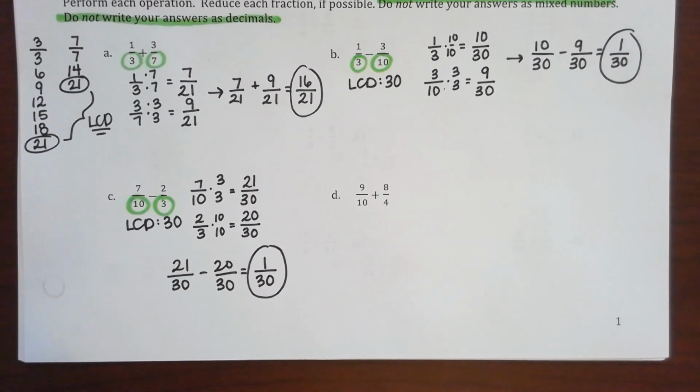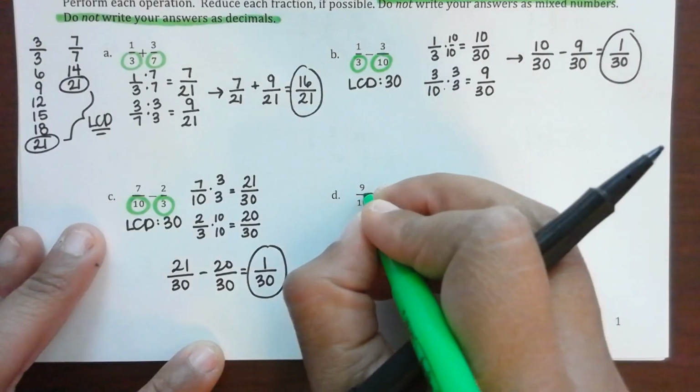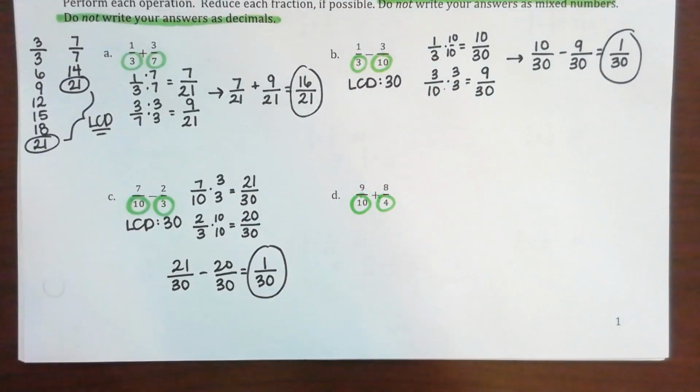Alright, looking at D. What are my two denominators? Are either one of these prime? Because what can multiply to get 4? 1 and what multiplies to 1 to get 4? 4. But what else multiplies to get 4? 2 times 2. That makes it not prime because there's something other than 1 that could be multiplied.